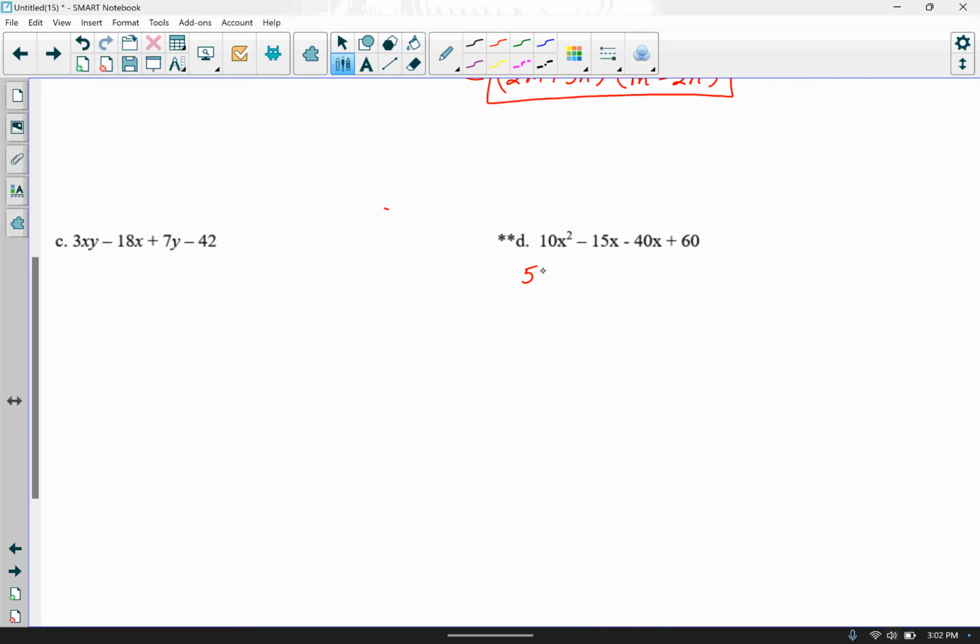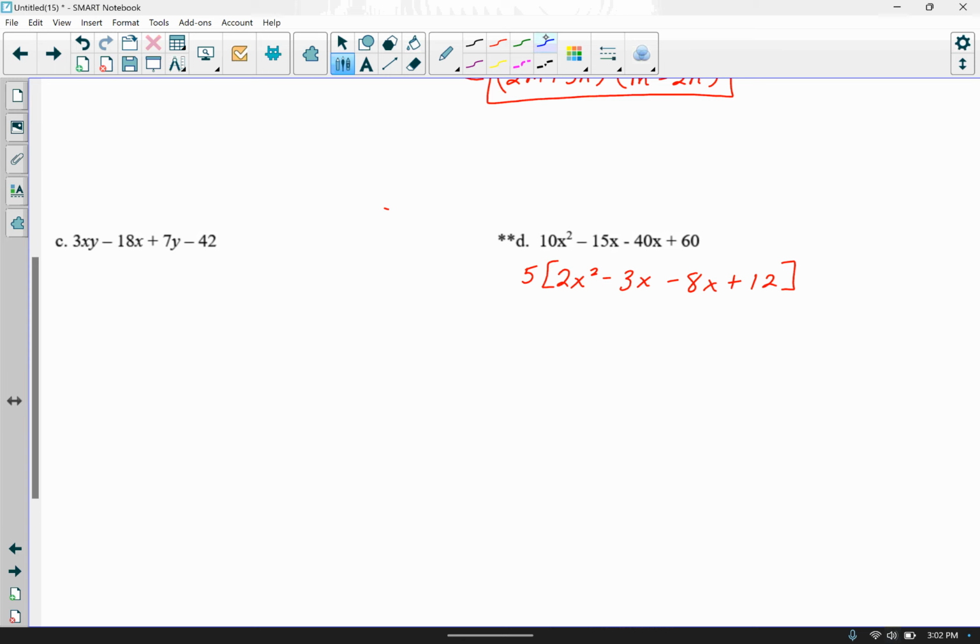So I'm going to factor out that 5 and then write what I have left over. So I'm dividing everything by 5. So 10 divided by 5, that's going to be 2x squared. 5 goes into 15 3 times, so minus 3x. 5 into 40 gives you 8x. Plus 5 into 60 will give me, what, 12?